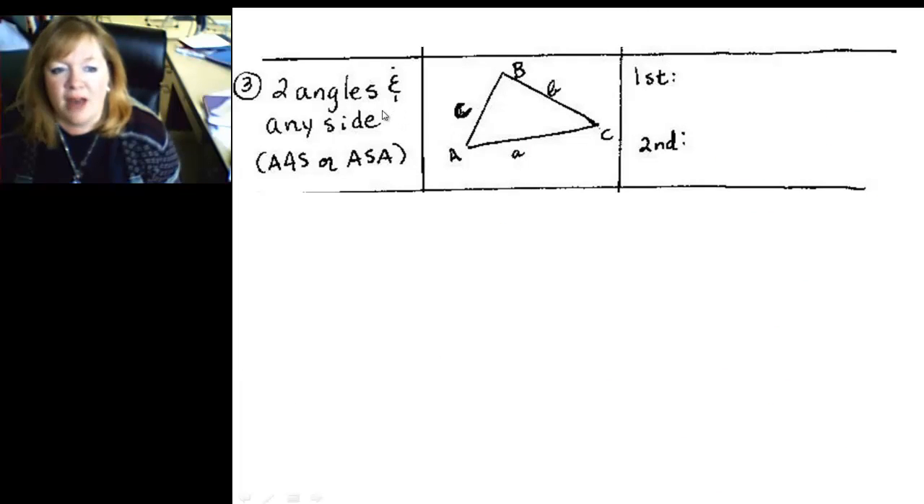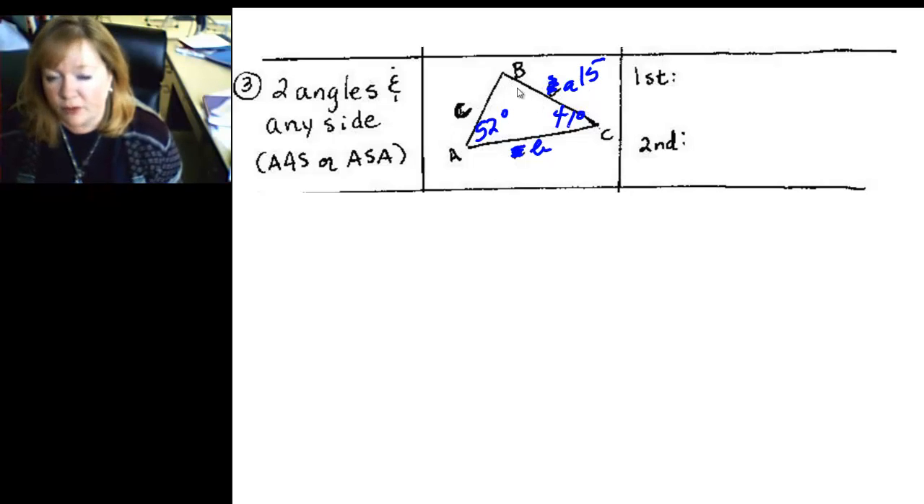Then if you have any two angles and a side, so it's either angle angle side, or angle side angle. So in this case, let's say they gave me 52, 41, and they gave me this side over here. So it's two angles and a non-included side. Or you could have the side in between here. By the way, make sure your notes have a little a over here and a little b over here. I think I made a mistake with that.